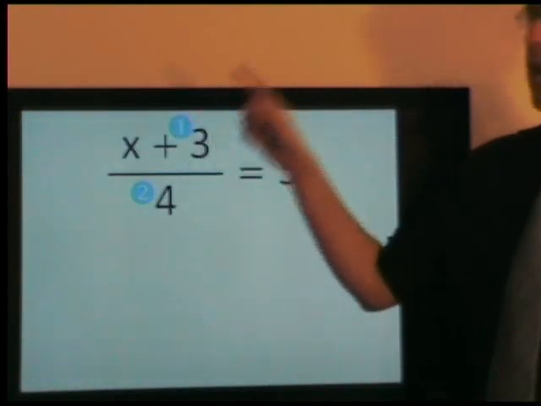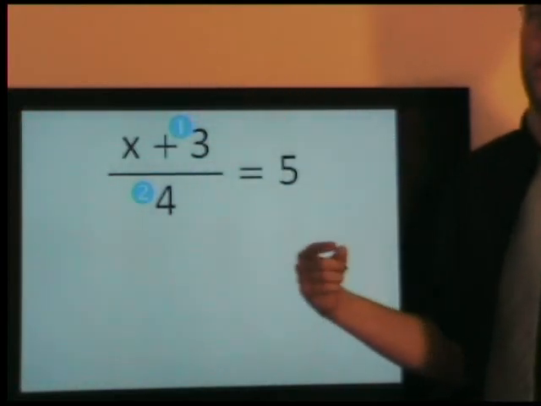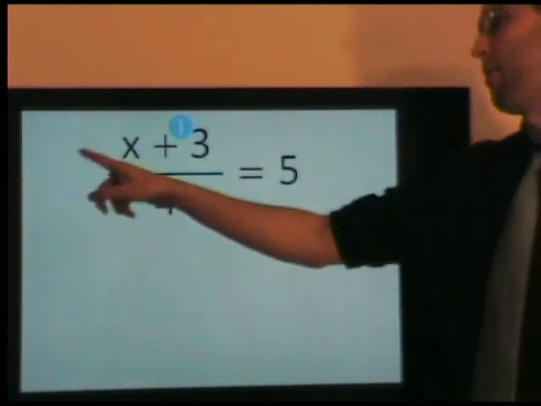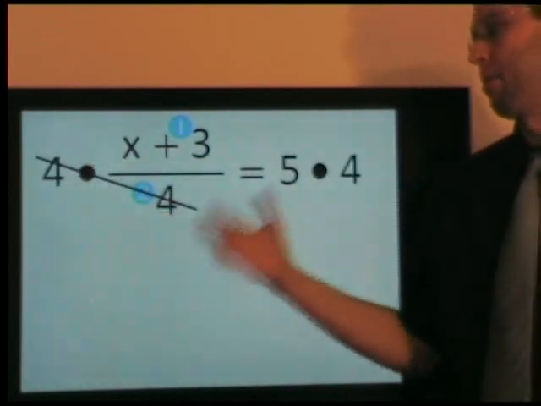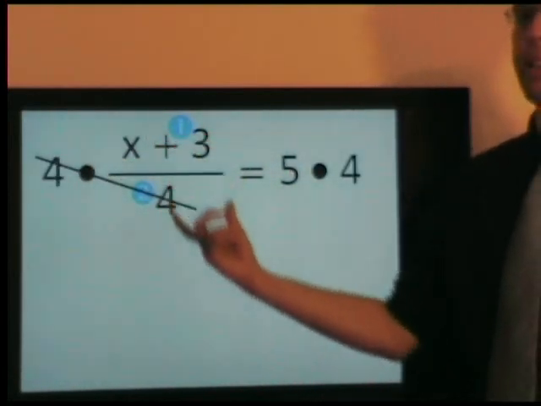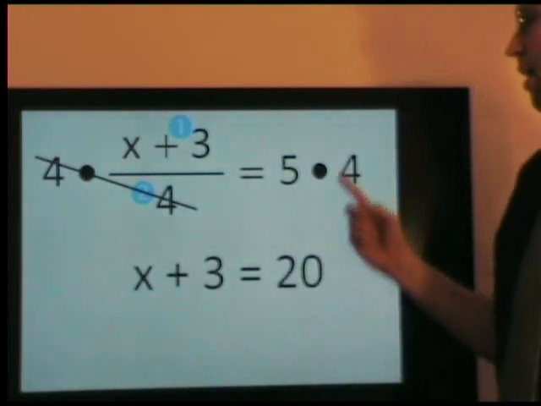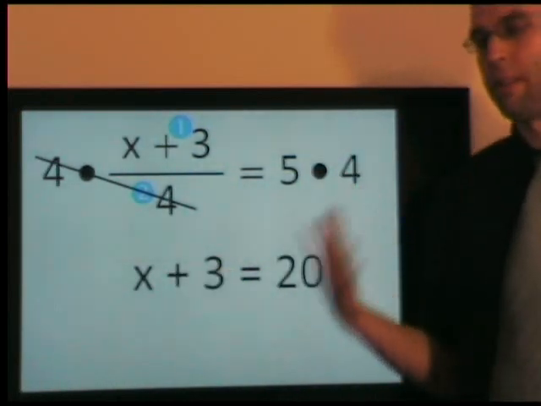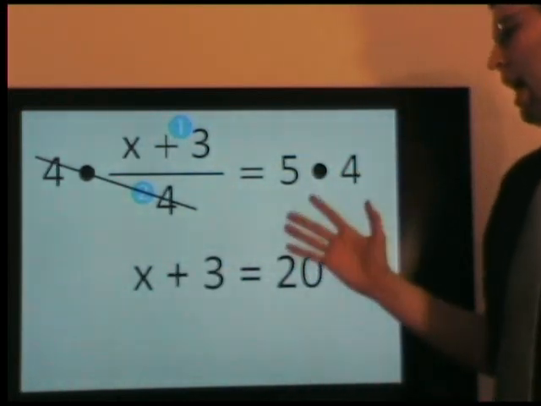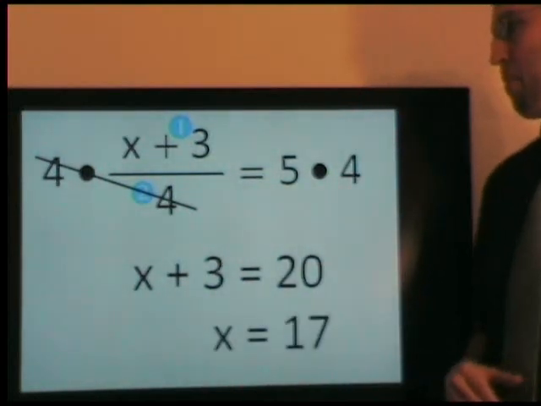First, we're adding 3, and last, we're dividing by 4. So we do the inverse, we multiply by 4 on both sides. This cancels by design. We bring this down and simplify. And this is a one-step equation you should know how to do in your head. And we get our answer.